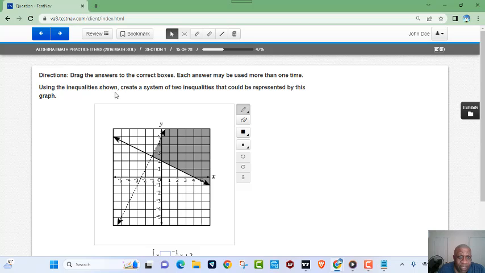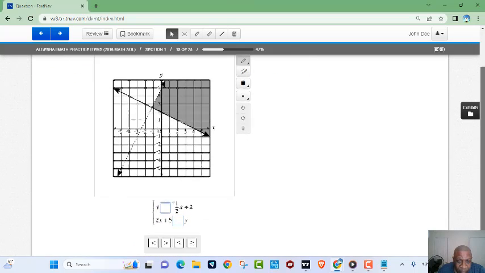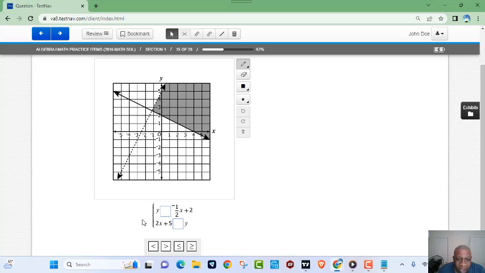Drag the answers to the correct boxes. Each answer may be used more than one time. Using the inequality shown, create a system of two inequalities that could be represented by this graph. Alrighty then, let's see, it has a negative 1/2 x plus 2. Well, that must be this one because I see the plus 2 at the intersection, and then down 1 over 2. Down 1 over 2. So that's the negative 1/2.